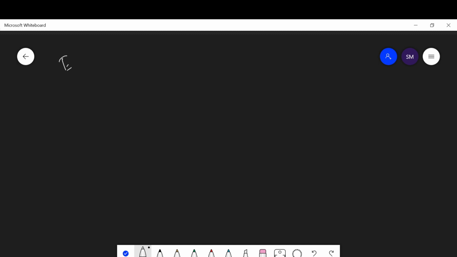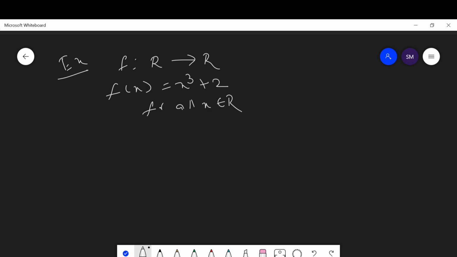Another example says: let f be a function from R to R, f(x) = x cubed plus 2 for all x belonging to R. Let y be an arbitrary element of R, the codomain. Then f(x) = y.